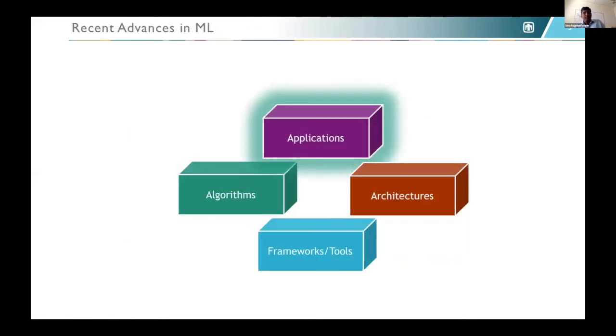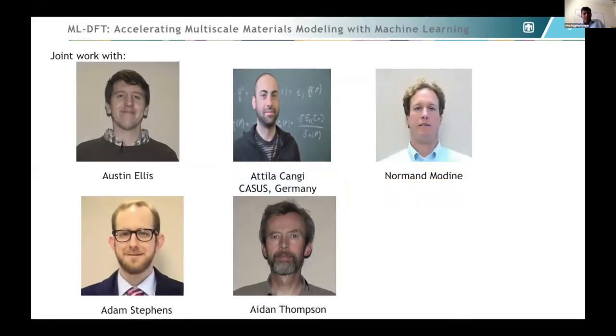The first half of the talk will be on using machine learning in a material science application. Okay, this is joint work with several team members. Attila Kangi, who's leading this session at CASUS, is also a collaborator in this project. Austin Ellis, Norman Modine, Adam Stevens, and Aidan Thompson, all from Sandia, are part of the project as well.